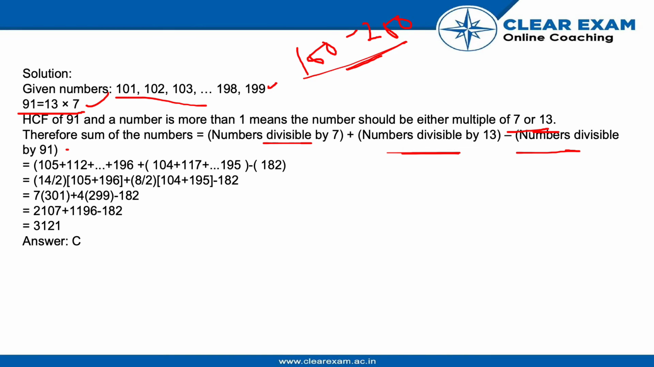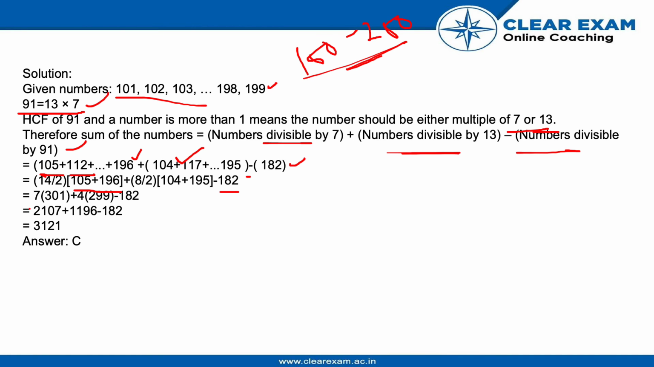Okay. So 105 divided by 7, 112 divided by 7, and so on are the numbers which are divisible by 7. 104, 117, up to 195 are divisible by 13, and 182 is the only number divisible by 91. That's why minus. Okay. And we will take 14 upon 2 as common, like 105 plus 196 plus 104 plus 195 minus 182.